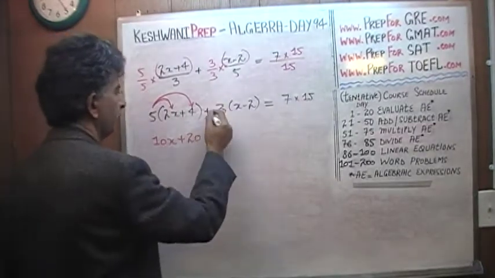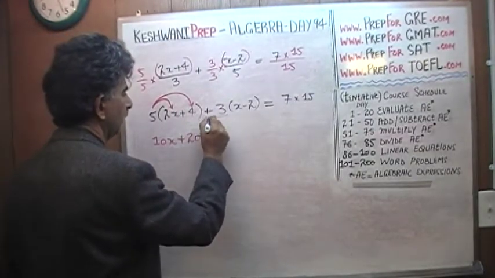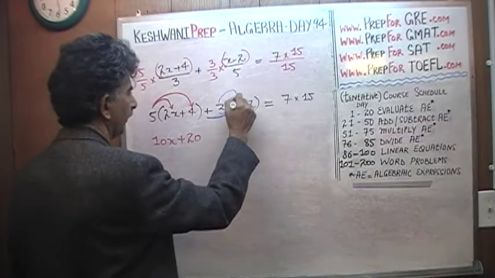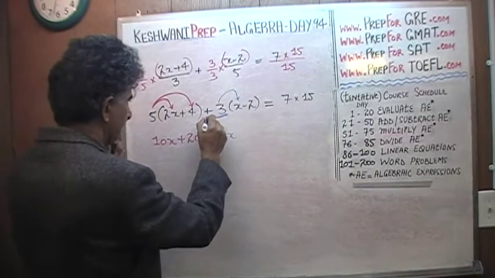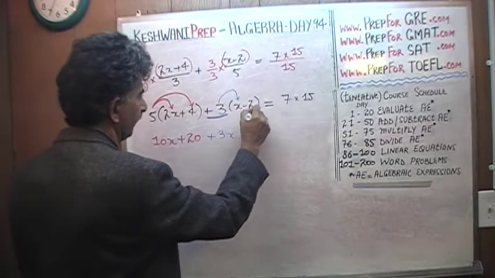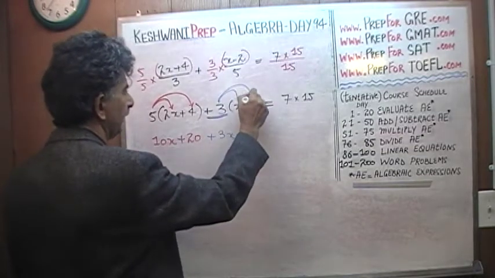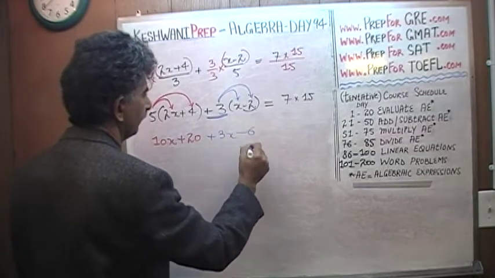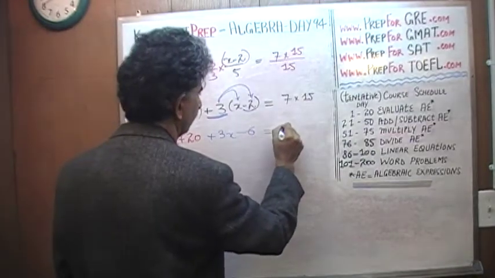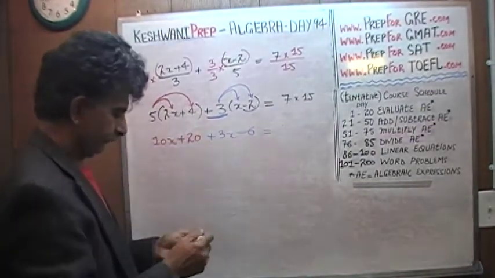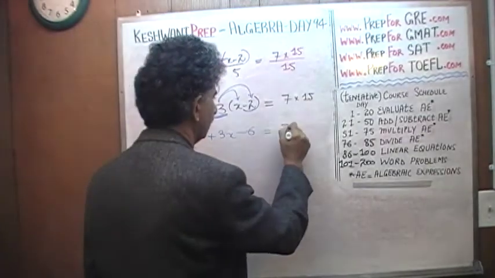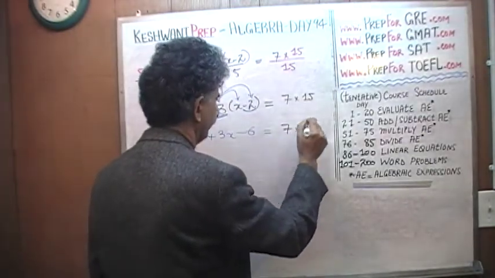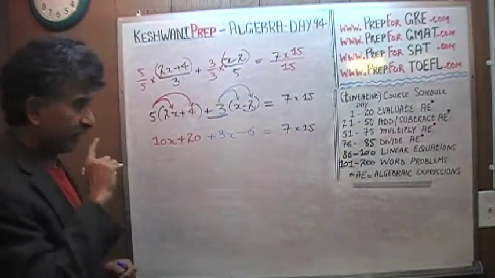Then we have positive 3 times x is positive 3x. And then we have positive 3 times a negative 2. A positive 3 times a negative 2 is negative 6. And we are told that equals 7 times 15.